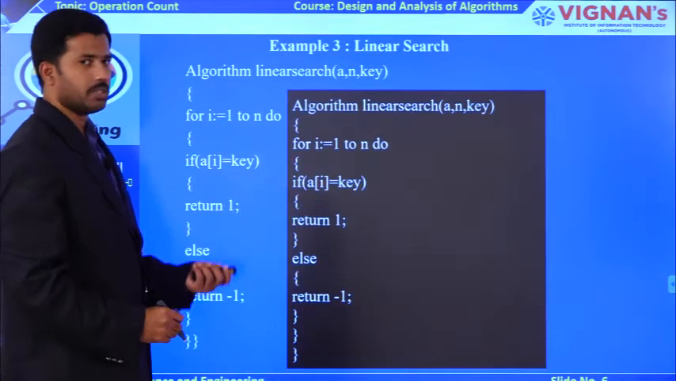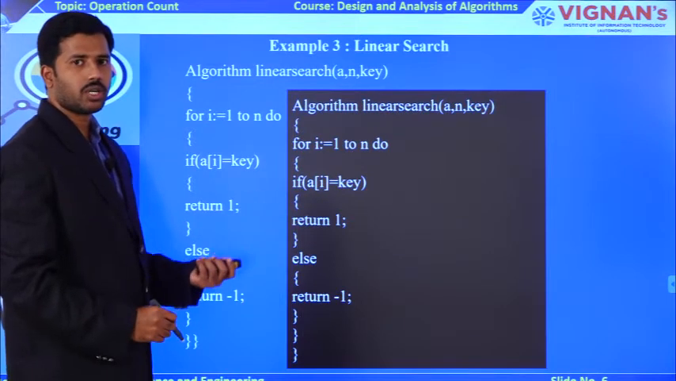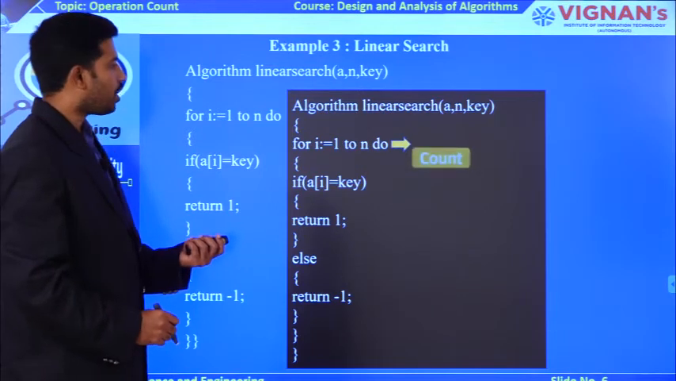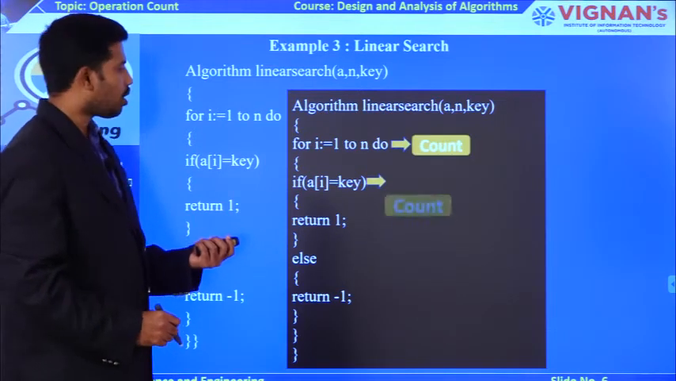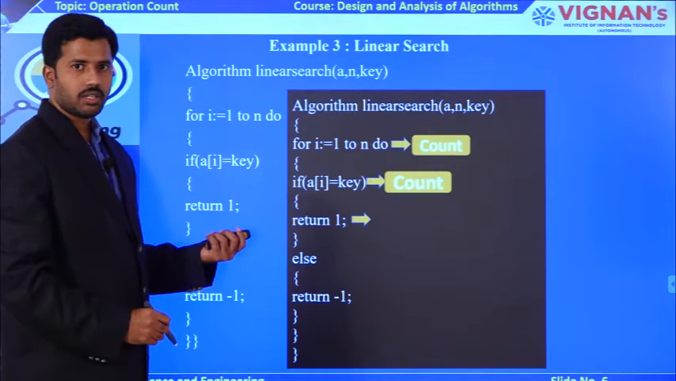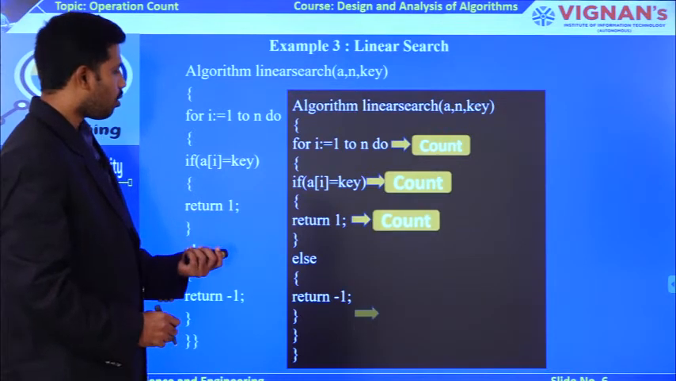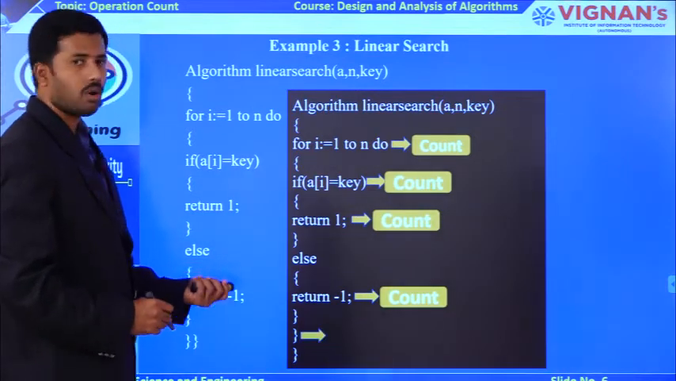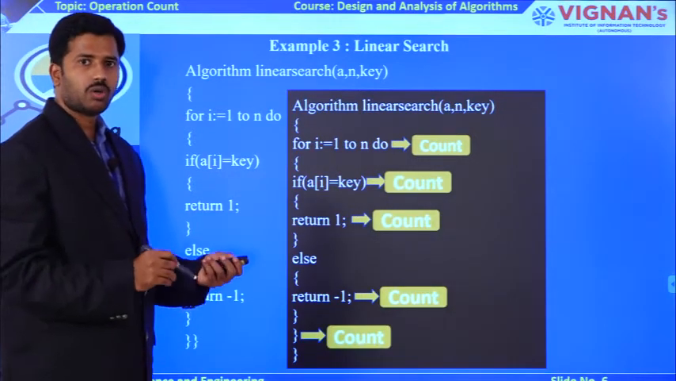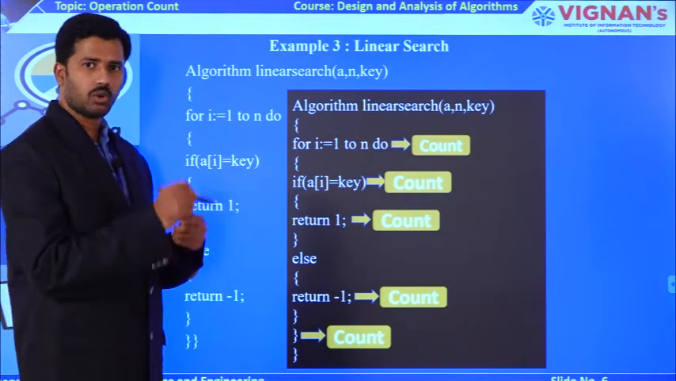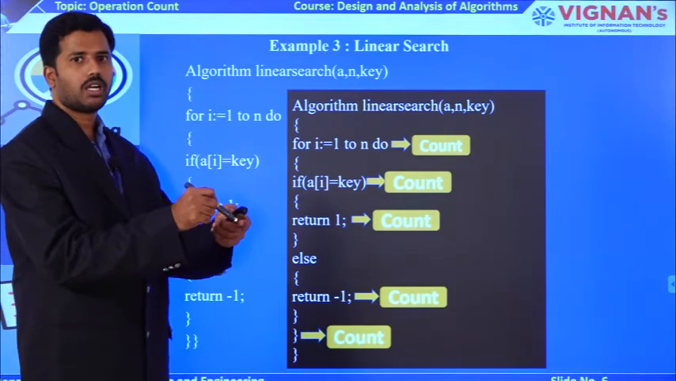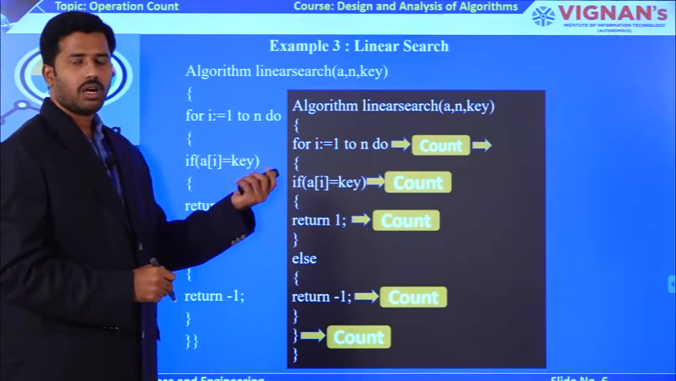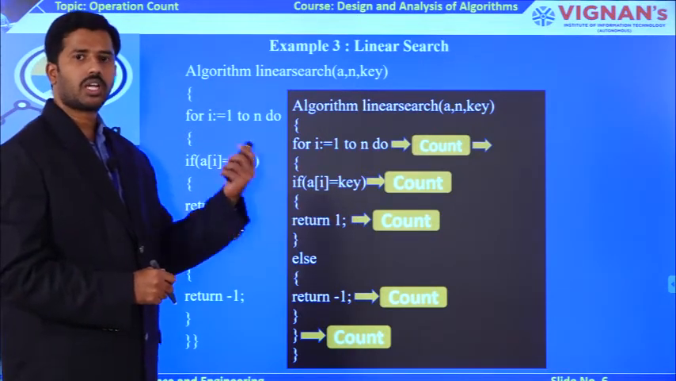Okay. Now try to observe. How many count variables do you require? You require the first count variable for the for loop, the second count variable for the if condition, and the third count variable for the return statement. You require a fourth count variable for the return -1 statement, and the last, fifth count variable for the control to come out from the for loop. For loops, entering is one operation and coming out from the loop is another operation. So likewise, you have 5 count variables required for this algorithm.